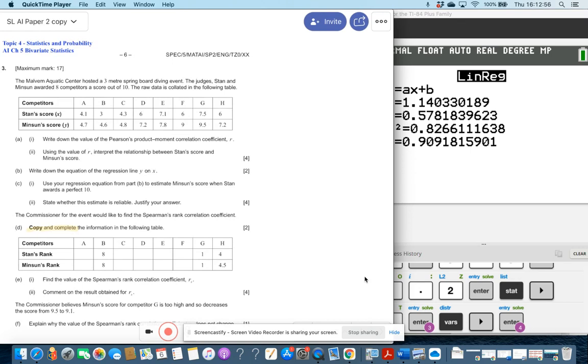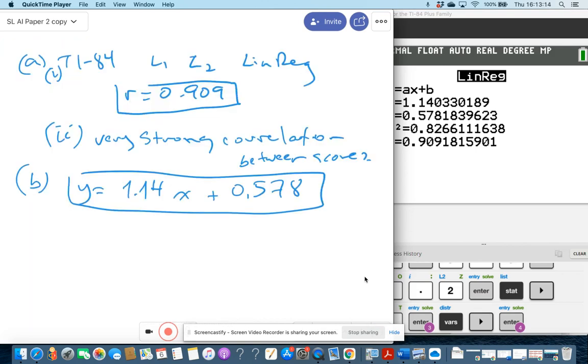Use the regression equation in B to estimate. Again, x is given. So Stan's score, he awards a perfect 10. What would Min Sun's score be? So basically I'm going to go 10. Wow, it's going to be over 10. So I could use the function, or I could just do 1.14 times 10 plus 0.578.